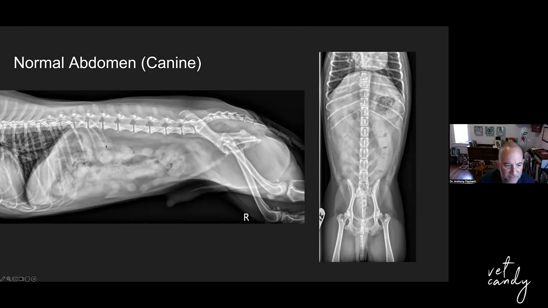So the kidneys, this is the left kidney, the right kidney's kind of hiding under here. This is again the head of the spleen. Sometimes you'll see the tail of the spleen ventrally in a dog. In a normal cat, you usually don't see the tail of the spleen ventrally. And this is our liver.